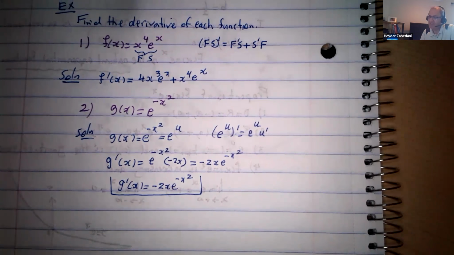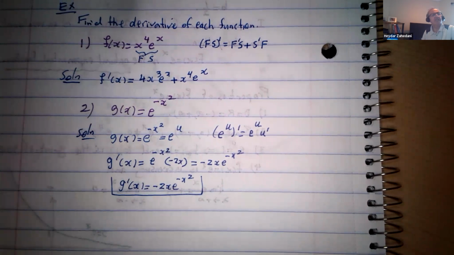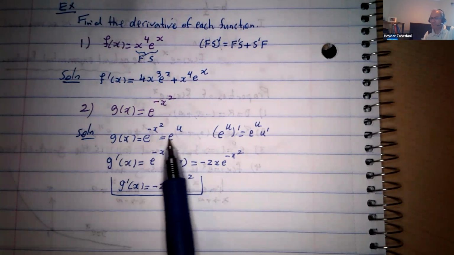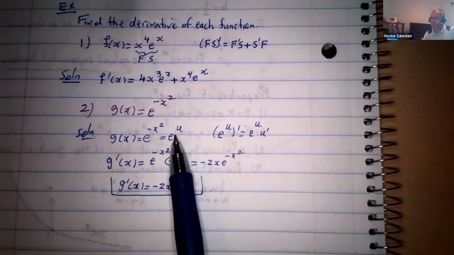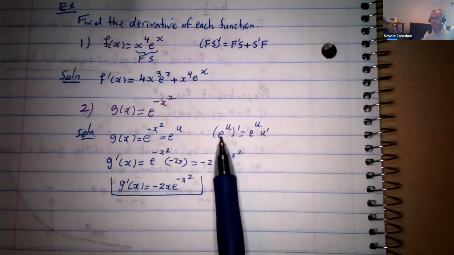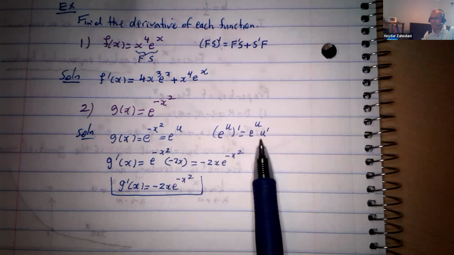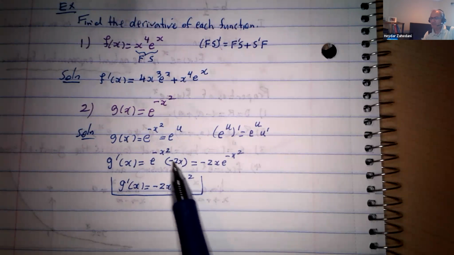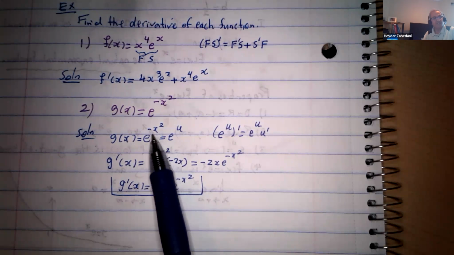So the difference is, for the first one, you didn't need to use the chain rule, but for the second one you do. You don't need the chain rule for the first because that is e to the x, but this one is e to something else. It's e to the u. So the derivative of the e function is just the e function times u prime. We repeat the e function, e to the negative x squared, but times u prime, the derivative of the exponent.